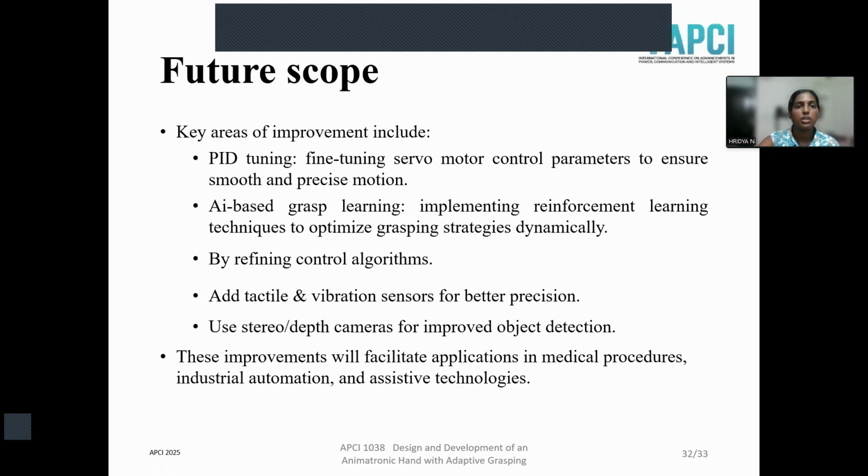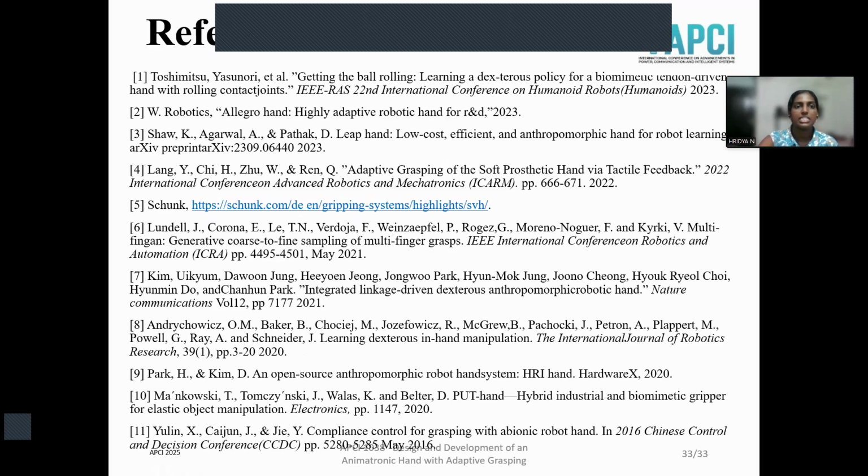So, future scope includes key areas of improvement: PID tuning of the servo motors can be done, AI-based optimized grasp strategies should be done by integrating control algorithms, adding tactile and vibration sensors, and using stereo and depth cameras for improved object detection. These improvements will facilitate application in medical procedures, industrial automation, etc.